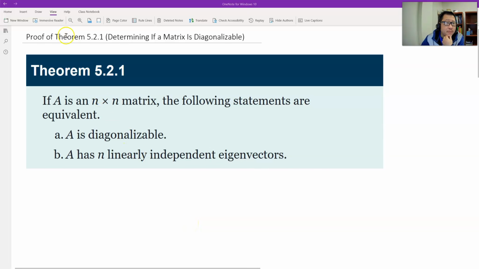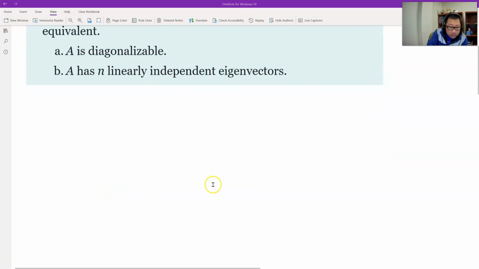In this video, let's prove Theorem 5.2.1. Determine if a matrix is diagonalizable. The theorem gives us that a matrix is diagonalizable if and only if it has n linearly independent eigenvectors. Okay, the size of A is n by n. That's a good result. Let's see how. Why?